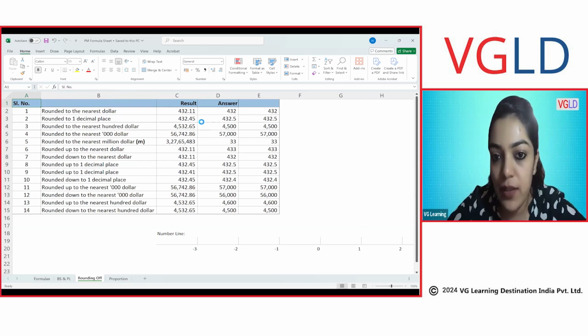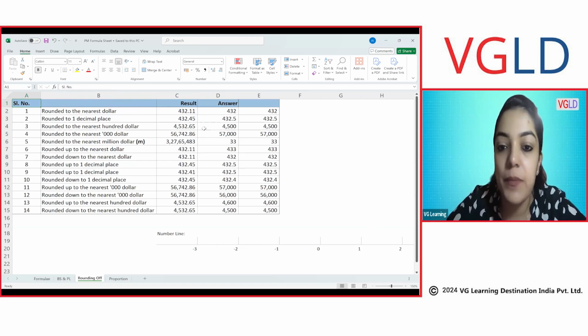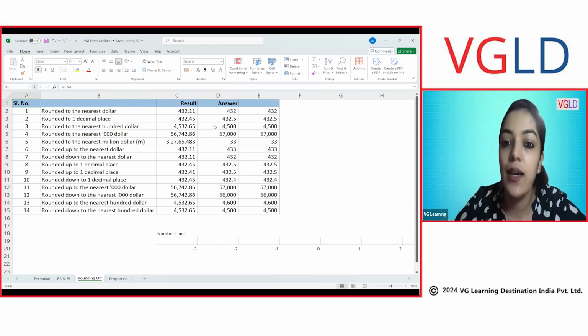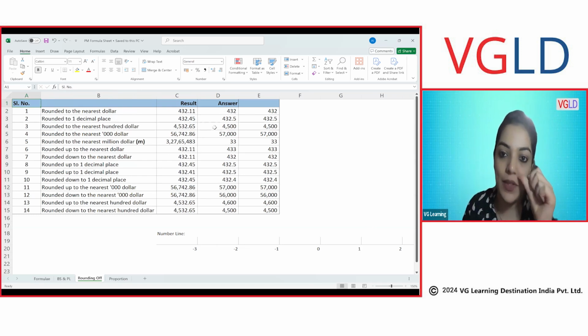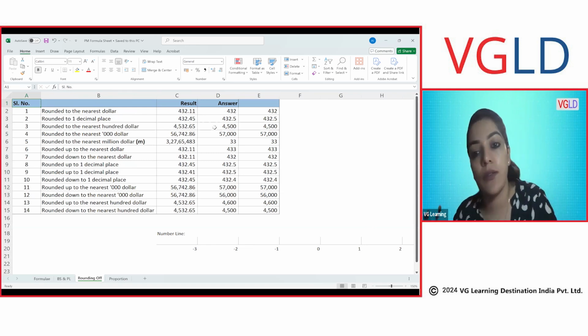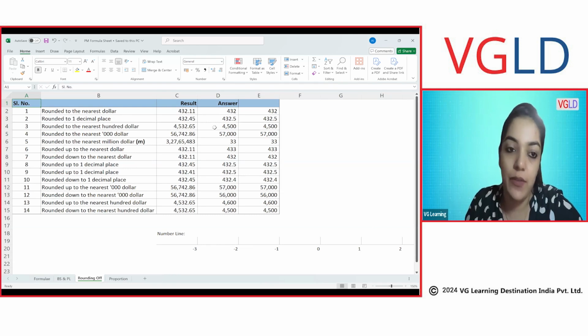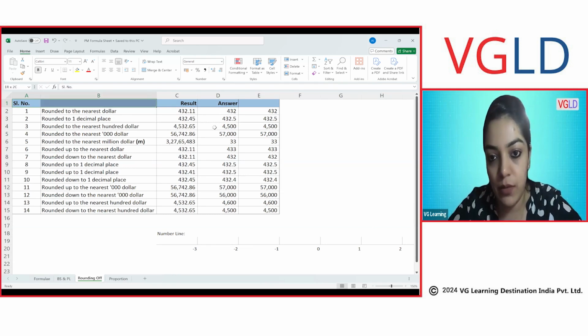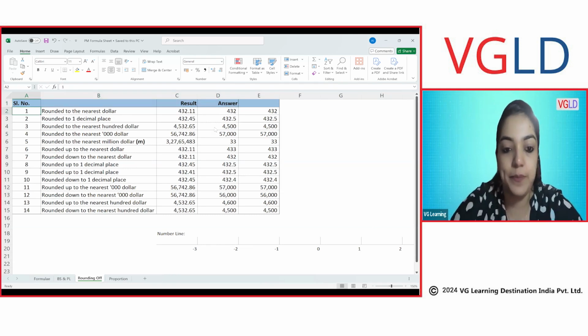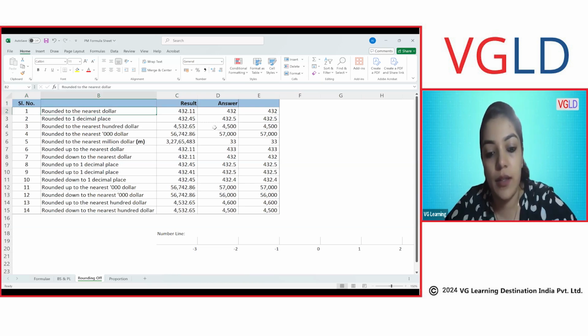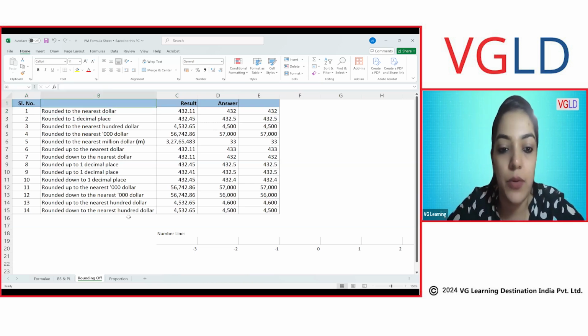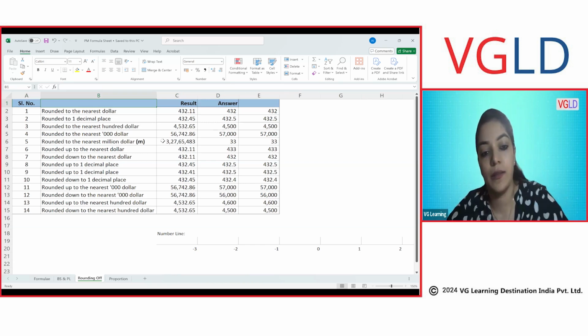So any type of rounding, whatever comes, keep the logic in mind. Up to what point you have to do the rounding off, and what is the number immediately after that point. If it is 5 and above, you do upper rounding off. If it is less than 5, you do lower rounding off. Okay. Now that is one thing that I wanted to discuss with you.